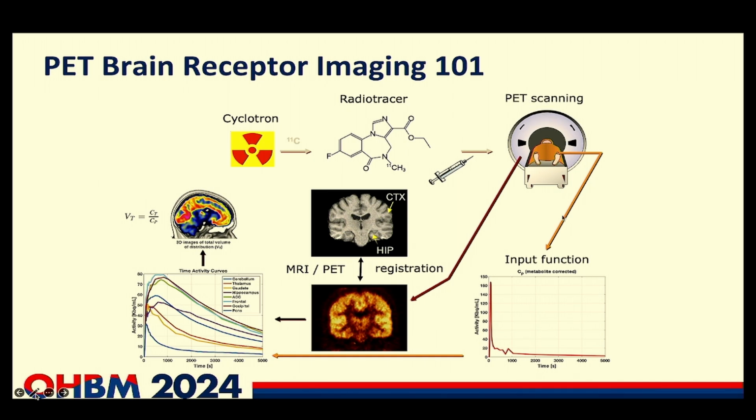Then you can measure blood accordingly to get what we call an input function, often denoted as CP. Once we've corrected it for metabolites, you get this curve here. Then the PET data that comes out, it looks something like this. Often you want to do some sort of co-registration to an anatomical image. Then you get out these time activity curves at the regional level, but you can also get out these parametric images, in this case showing the total distribution volume, VT, as was mentioned in a previous talk.